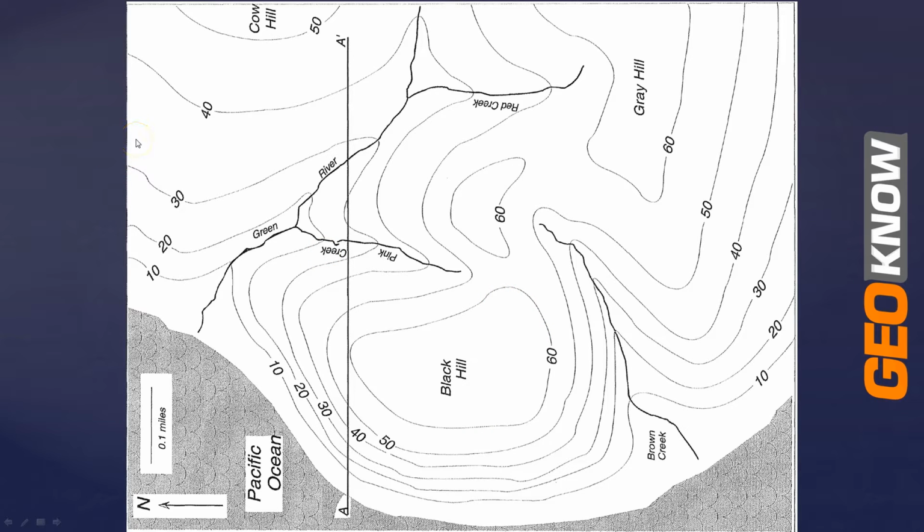Another thing I want to point out here is just that we're starting at 0 feet in elevation because that's where the ocean by definition is, right? At sea level is 0 feet above sea level. And then 10 feet, 20 feet, and we go all the way up to 60 feet, which is the maximum.